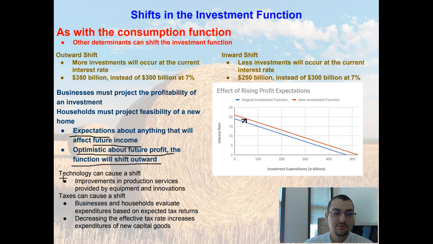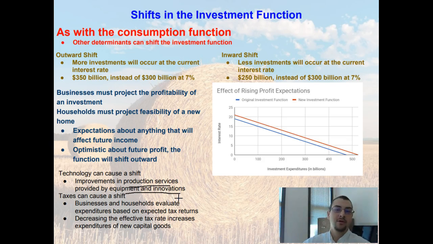So what are some specific things that can cause a shift? Well, in agriculture specifically, and in other industries as well, technology can cause a shift. So think about it this way. You've got this improvement in production services provided by equipment and innovations.